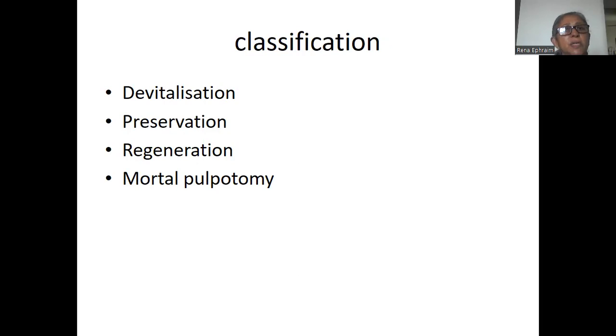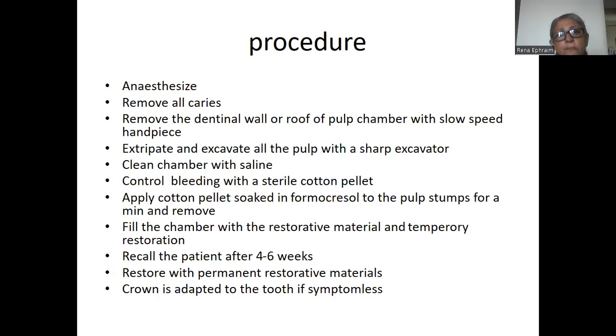Classification, there are 4 types of pulpotomy techniques. It's classified according to the material that is used as a pulpotomy medication. So we have the devitalization technique, the preservation technique, the regeneration technique, and the mortal pulpotomy. I will tell you the procedure first, then we will go into the details.